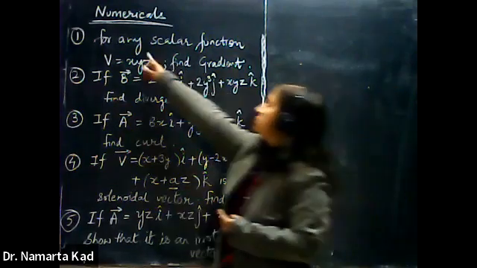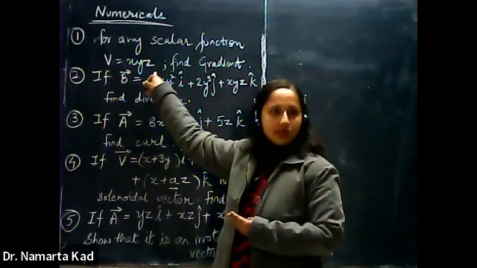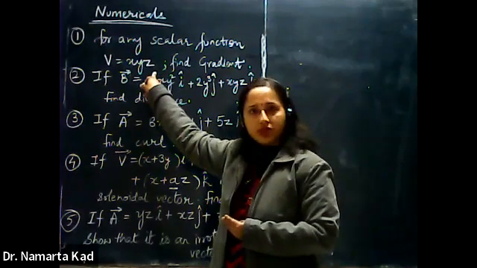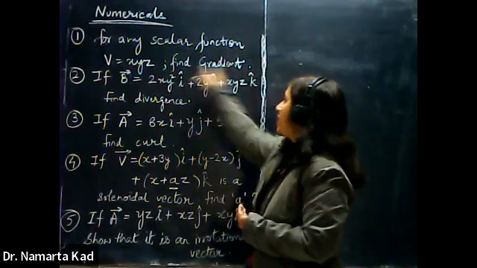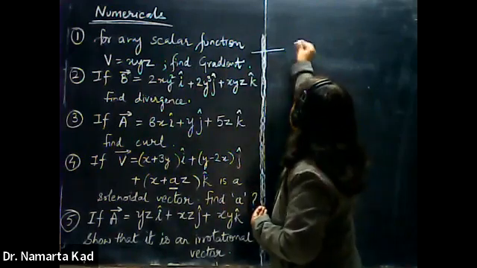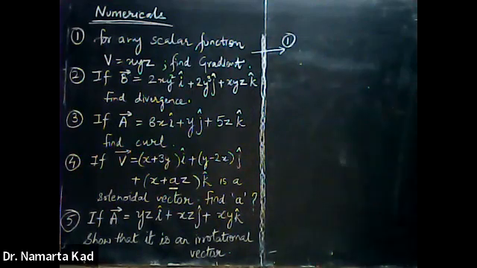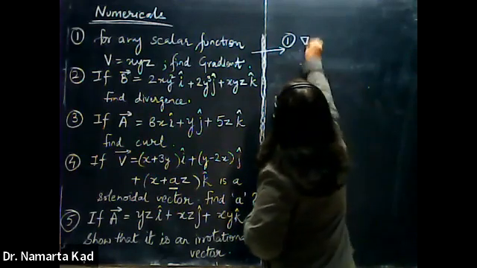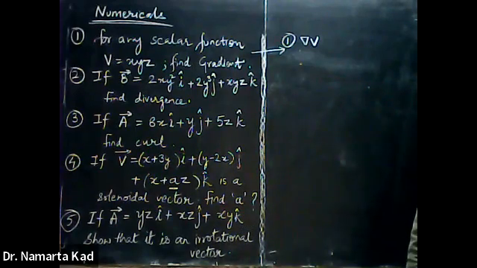The first numerical is: for any scalar function v equals xyz, as it has no i, j, k unit vector, so it is a scalar function and it is mentioned in the numerical question also. Find the gradient. On this side I am going to do the solution for the first question. The gradient is simply del v. As v is the scalar function, the gradient is del v.